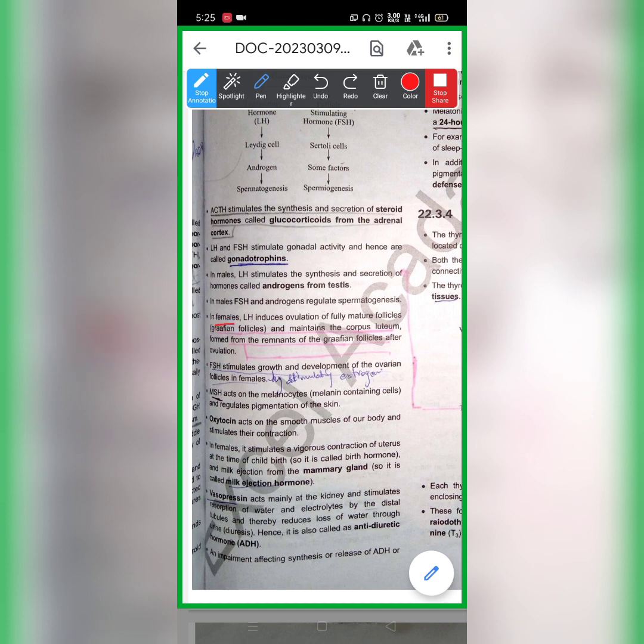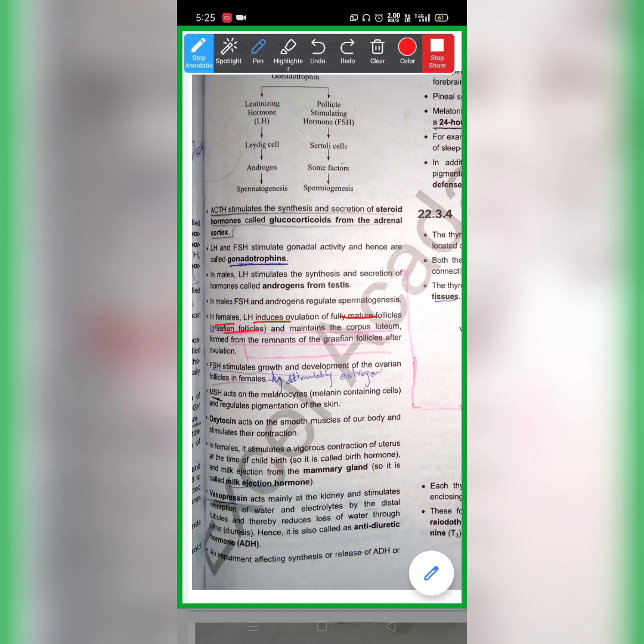What is the function of luteinizing hormone in a female? The luteinizing hormone induces the ovulation of the fully matured follicle, also called a Graafian follicle. What is this follicle? This is a follicular cell, which is there inside the female body. We call this a primary follicle, inside which there is an oocyte. Here I am drawing it in yellow.